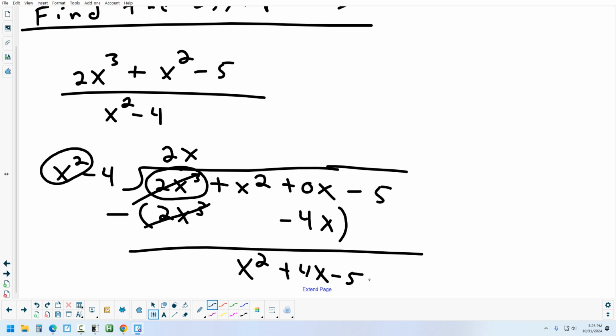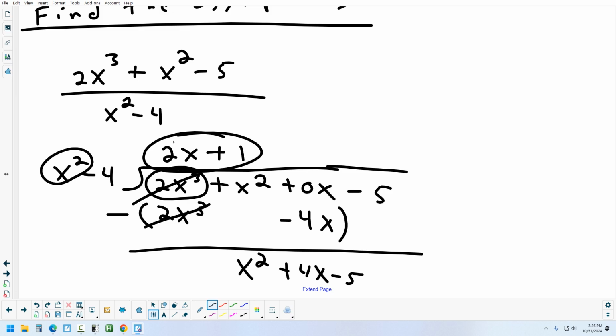And we can bring down the 5, but the 4x and the minus 5 at this point, they're not important because they're not going to be part of the quotient. They would be part of the remainder. Okay. What's x squared divided by x squared? 1. That is my slant asymptote.